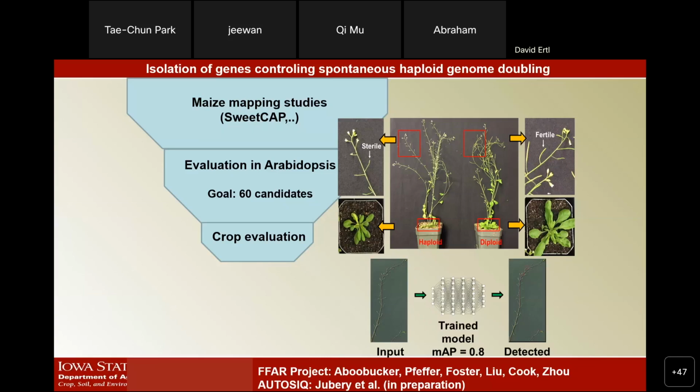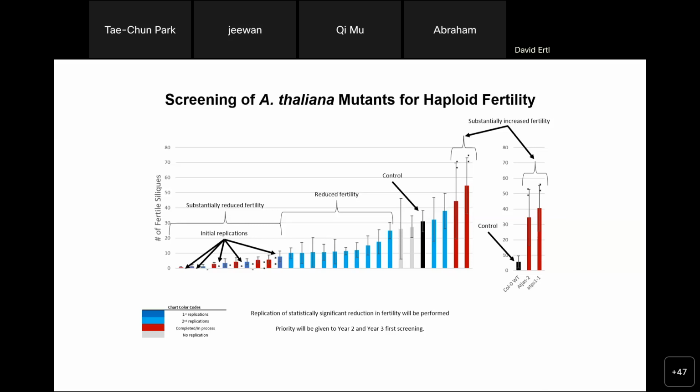We also worked with engineers here to help with scoring for fertile haploid plants. So far, we screened 30 mutants. We promised to do 60 and should be done by this summer. And we use the nice feature that the control genotype Columbia 0 has some level of haploid fertility, so we can identify deviations in both directions. Mutations that lead to a significant decrease are detectable, and we found a couple of those. And we also did find mutants that led to an increase in haploid fertility when mutated.